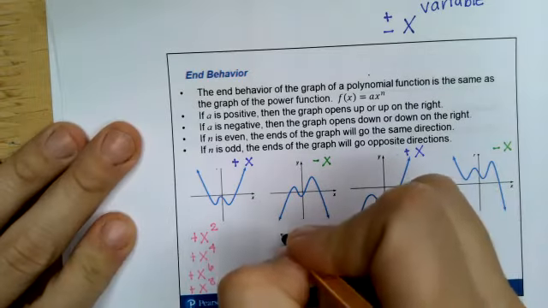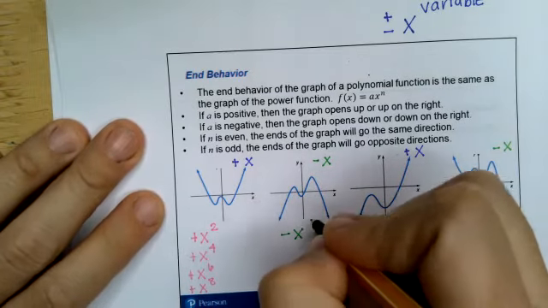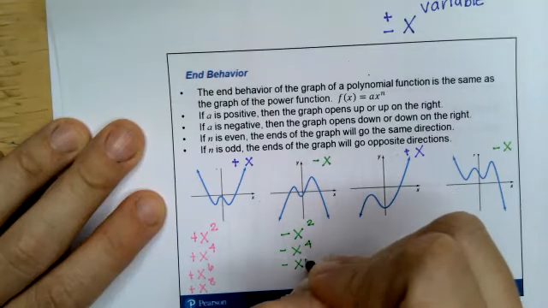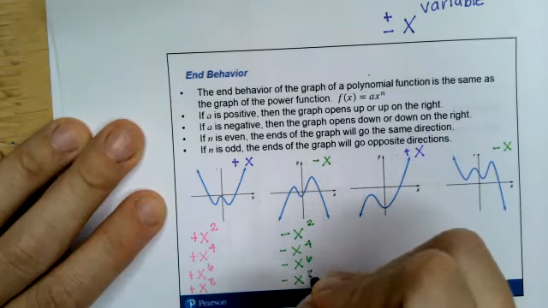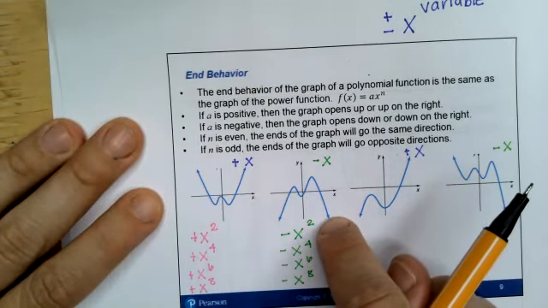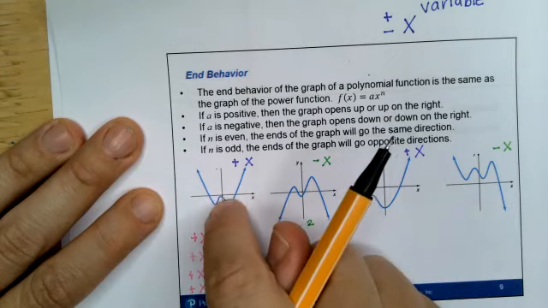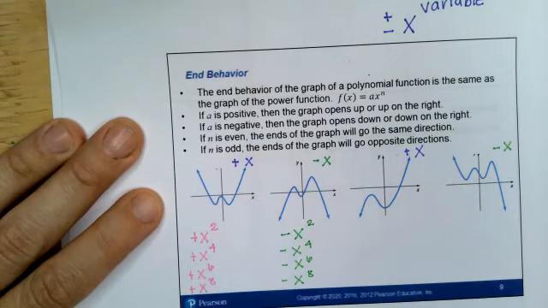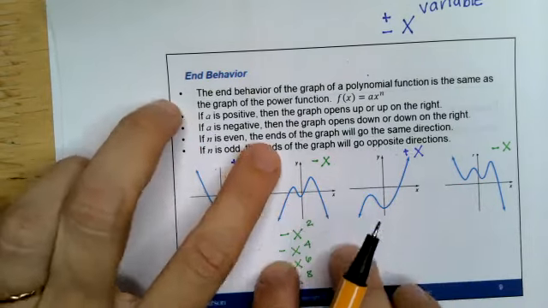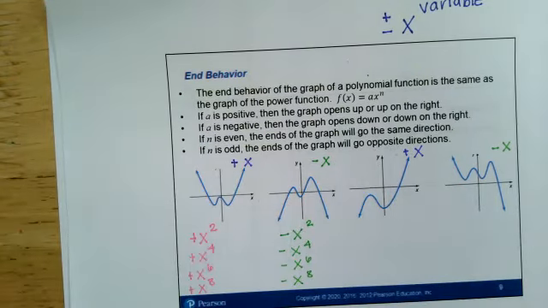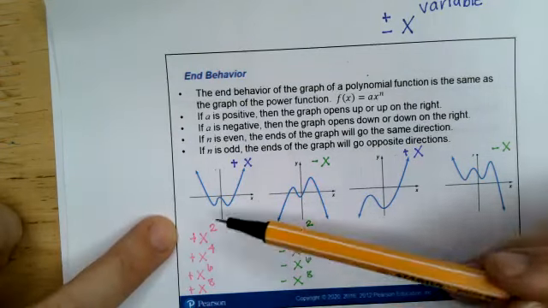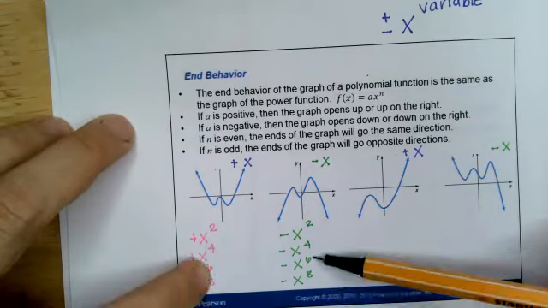Here, let's just do negative x to the 2nd, negative x to the 4th, negative x to the 6th, negative x to the 8th. Okay? Because they're both going down when it's even. They're both going up if it's even. They're going the same direction. Whether it's going up or down depends on the power. But the exponents are always even.